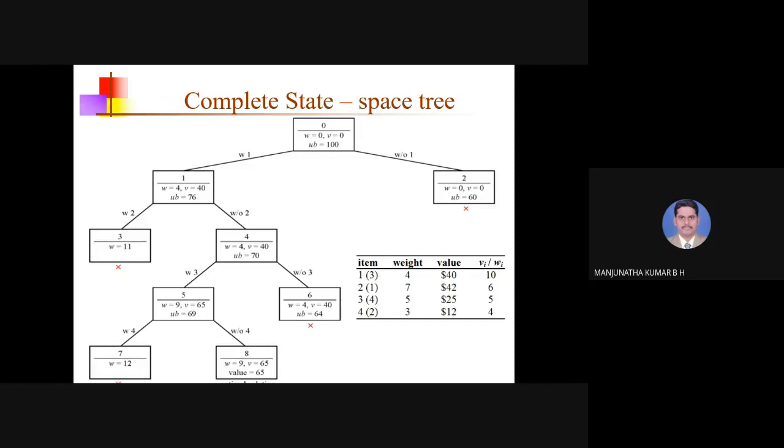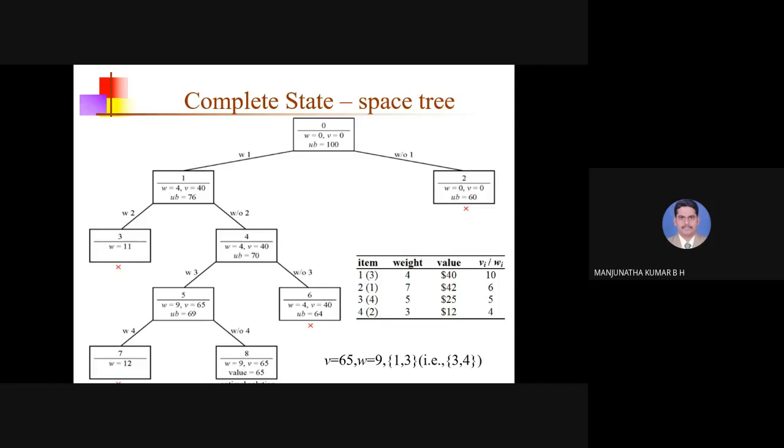So for your reference, I have given the recent table again. See the final answer what I have written. V, profit, optimal solution is 65. Total weight placed in the knapsack is 9. And the solution vector is 1 comma 3, according to the recent table.